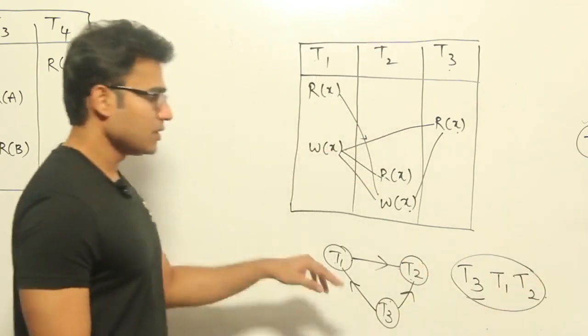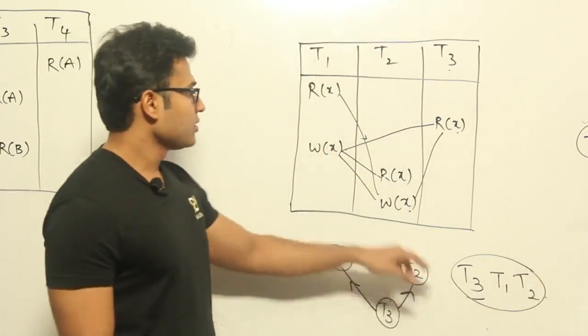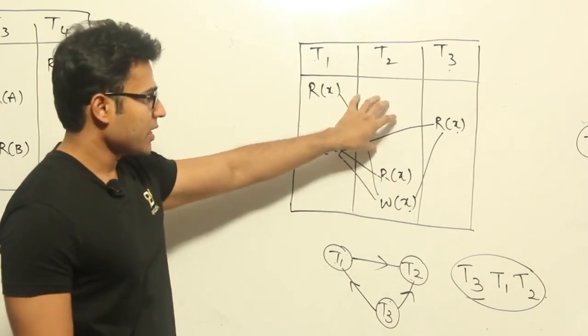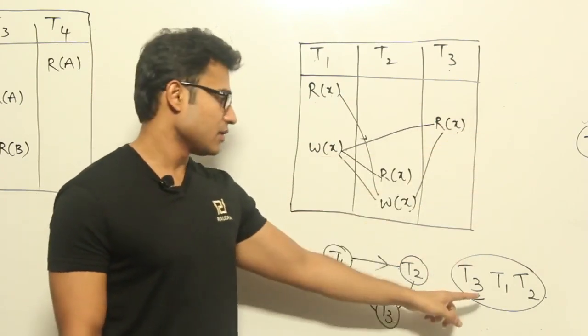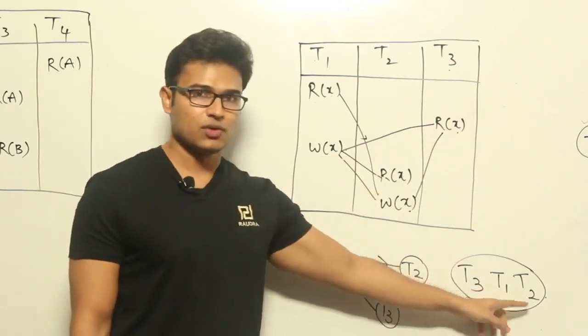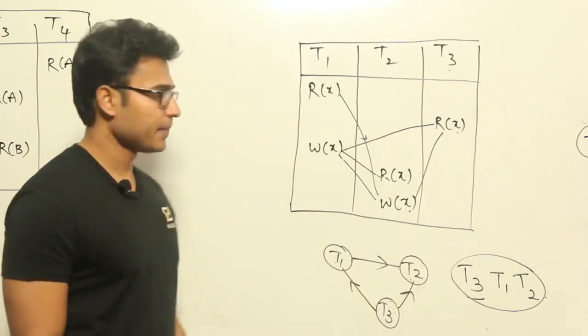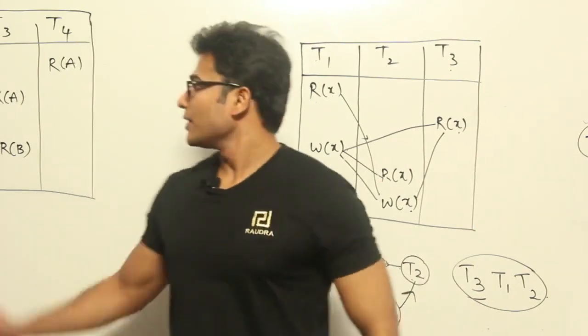Got it? So if you have any doubt, what you can do is take this schedule and write it in a serial form in such a way that there will be T3, then T1, then T2, and you just compare the conflicting actions. You will see that they are equivalent. Okay, you can do it as an exercise. Now let's see this one.